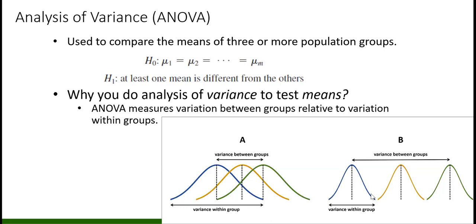So we can say that there is significant variance between groups compared to the variance within groups. That would imply that we may have enough evidence to reject the null hypothesis and say that at least one of these population groups has a significantly different mean compared to the other groups.